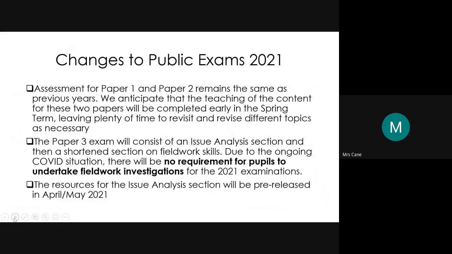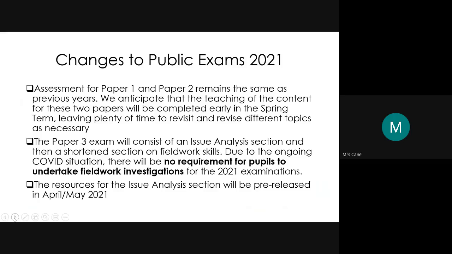So firstly, to let you know, there have been some changes to geography for 2021, and essentially that simply covers paper 3. So paper 1 and paper 2 remain the same in terms of exam time, 1 hour and 30 minutes, in terms of exam weighting of 88 marks and 35% each to the overall outcome in 2021.